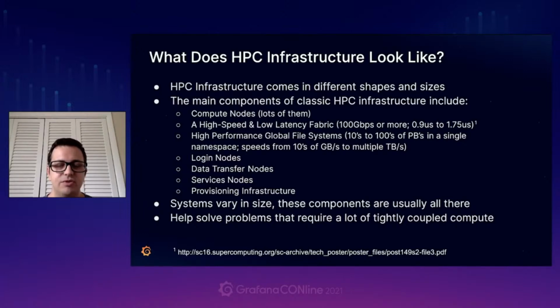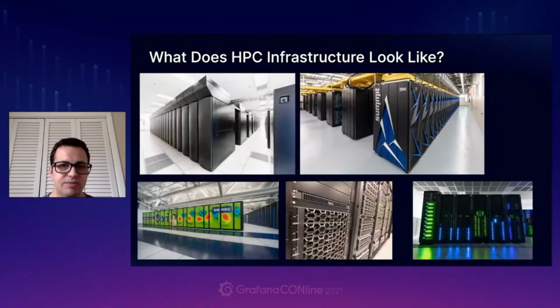And the supercomputers are used to help solve problems that are tightly coupled, requiring a lot of computers working together on a big problem. So here are just some pictures of what some supercomputers look like. There's a few here: our Blue Waters system, the Summit system down at Oak Ridge, NERSC's Cori system, and a couple other systems that I got pictures of from the internet. So these are what some supercomputers look like, but they all look a little different.